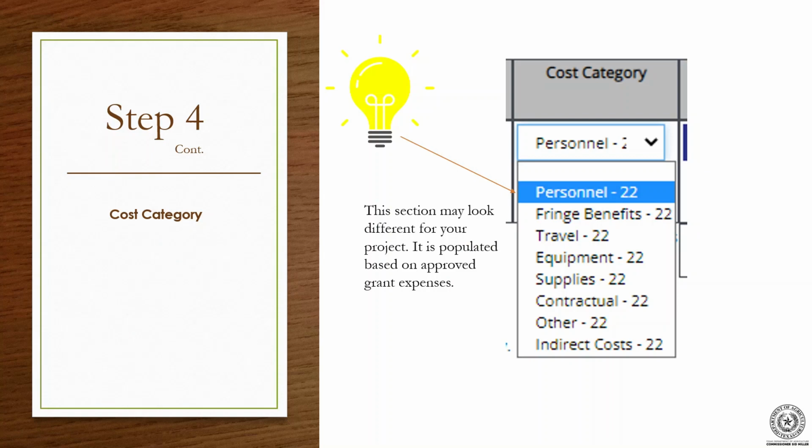The cost category section may look different for your project. That's because it's populated based on the approved grant expenses.